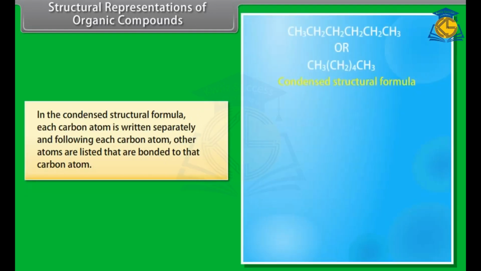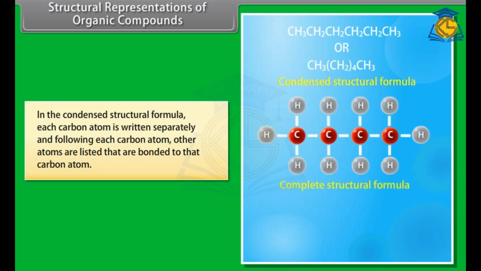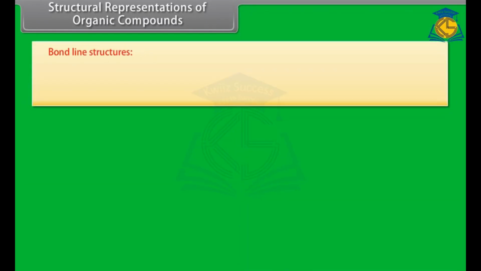In the condensed structural formula, each carbon atom is written separately and following each carbon atom, other atoms are listed that are bonded to that carbon atom. For example, complete structural formula. Its condensed structural formula can be written as shown.